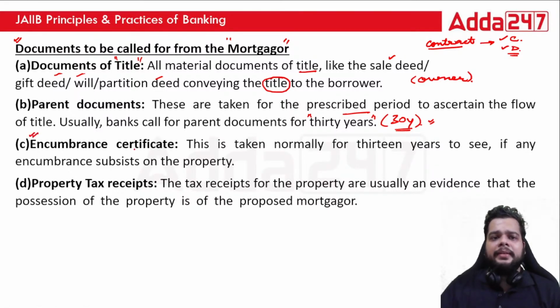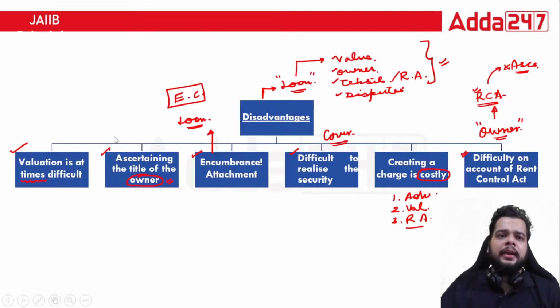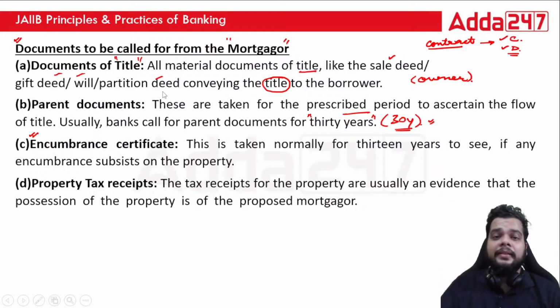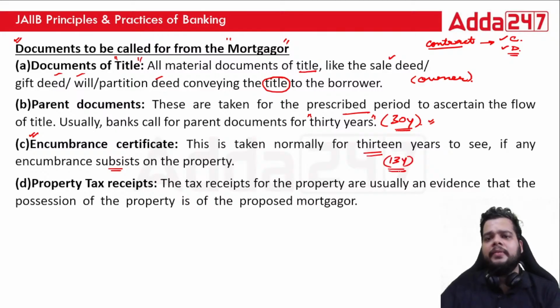Next is encumbrance certificate. As we were looking here, the encumbrance certificate for the encumbrance attachment, this is taken normally for 13 years to see if any encumbrance subsists on the property or not. So 13 years is the time limit. See, IIBF will ask you questions based on the tenure. Like for the parent documents, the banks will call the parent documents for 30 years. When you talk about the encumbrance certificate, it is for the 13 years.